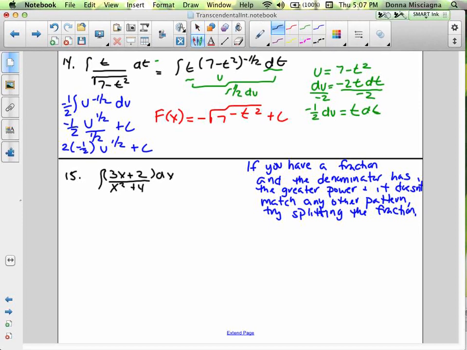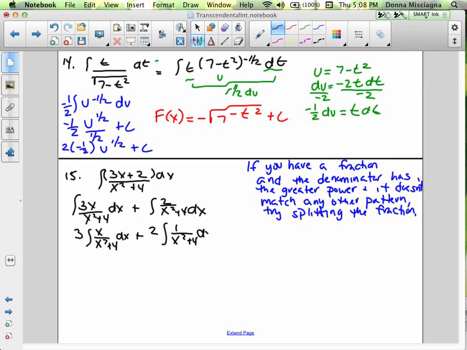All right, so this will be the integral of 3x divided by x squared plus 4 dx plus, actually, I'll leave it in there for now, and then I'll take them out. The integral of 2 divided by x squared plus 4 dx. So as I was about to start to do, let's factor out the coefficients. We can factor out the 3 and the 2. So 3 times the integral of x over x squared plus 4 dx plus 2 times the integral of 1 over x squared plus 4 dx.